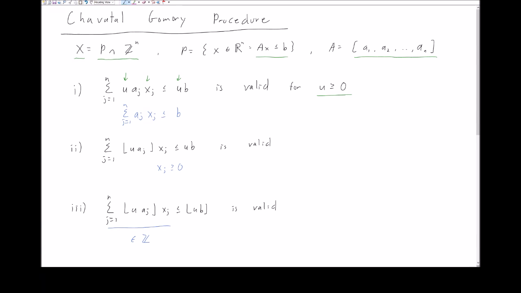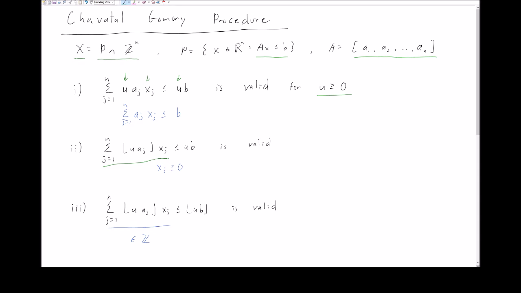The second step is to take all of the entries, u multiplied by aj, and take the floor of them. This is again going to generate a valid inequality because each of these x's is greater than or equal to 0. Since each of these x's is greater than or equal to 0, we're multiplying it by some smaller number, and so this side of our inequality can only get smaller. So the constraint stays the same.